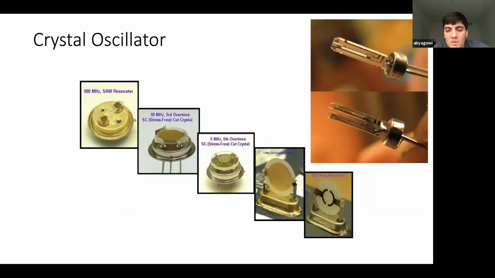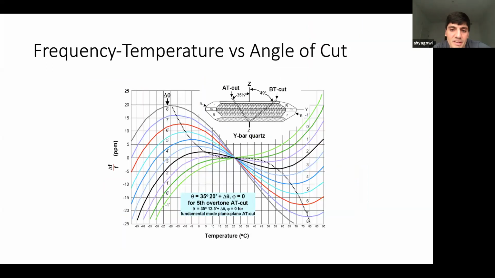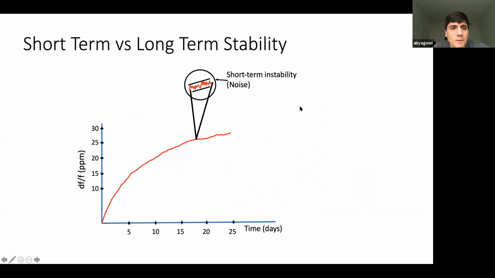Depending on how they cut them, they have different characteristics in how they change with temperature, like AT cut or Z cut, sorry, AT cut. And there is another one, but I think we use more AT cut here. And you have the short-term versus long-term stability.